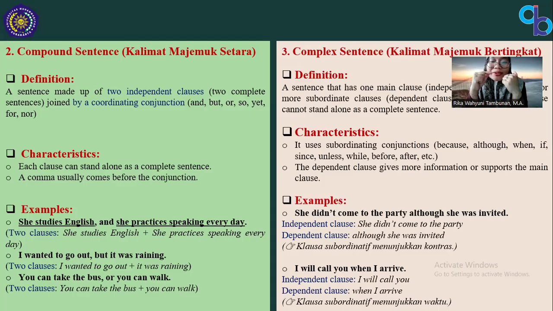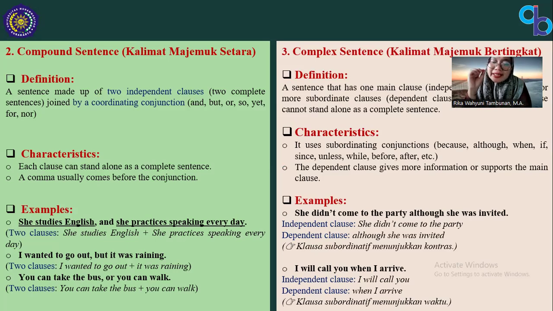We connect them using subordinating conjunctions like because, although, when, if, since, unless, before, after, and others. Now we go to the examples and explanations. The first example: she didn't come to the party although she was invited. Which one is the main clause? The main clause is she didn't come to the party. Which one is the dependent clause? The dependent clause is although she was invited.